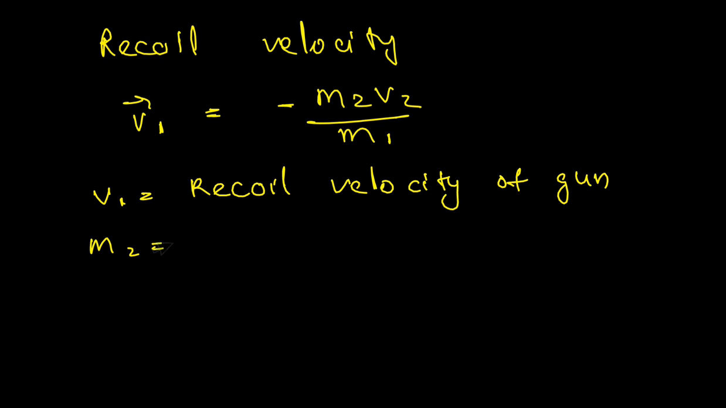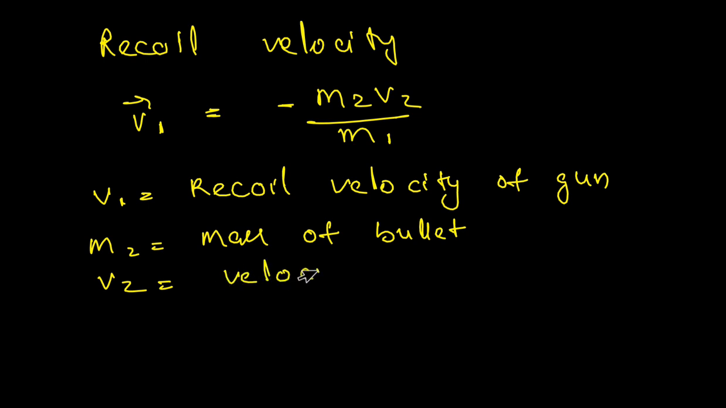where v1 is recoil velocity of gun, m2 is mass of bullet, v2 is velocity of bullet, and m1 is mass of gun.